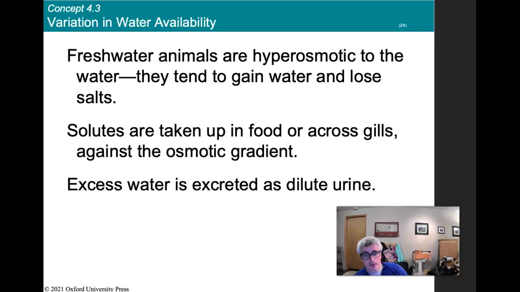Freshwater animals tend to be hyperosmotic to the water. They tend to gain water and lose salts. Solutes are taken up in food and across the gills against the osmotic gradient. Excess water is excreted via dilute urine.